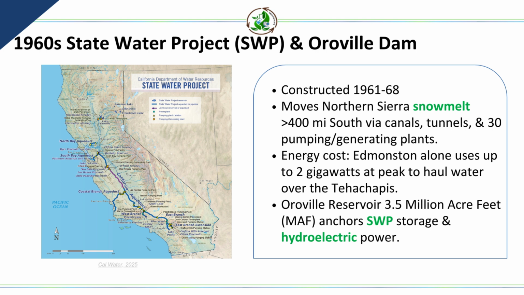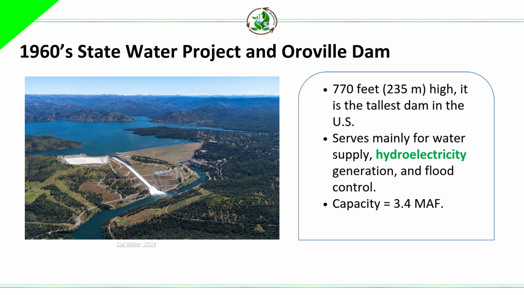At the heart of the SWP is the Oroville Reservoir, which holds 3.5 million acre-feet of water. This reservoir not only stores water, but also provides hydroelectric power for the system. So, the SWP shows us how California moves huge amounts of water over long distances. But it also comes with big energy costs and engineering challenges. Let's take a closer look at the Oroville Dam.